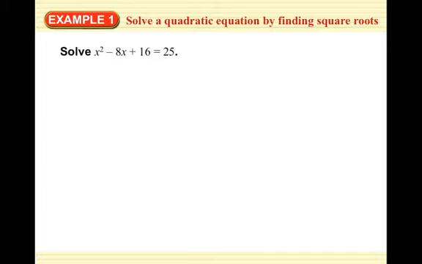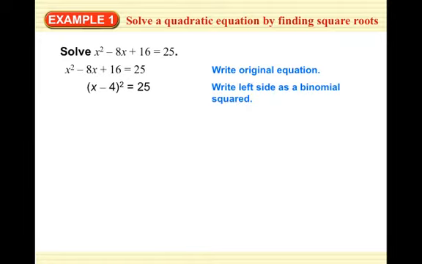16 is equal to 4 squared. Negative 8 is negative 2 times 4, and then you've got the x for the base of the x squared. So it's a perfect square trinomial and can be factored as x minus 4 quantity squared equals 25. So when you can write a trinomial in that form, you can actually go ahead and solve the quadratic by taking the square root of both sides, just like we did a couple of classes ago with quadratics that didn't have a linear term.